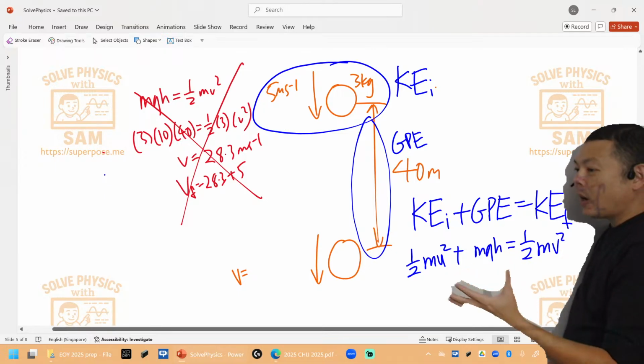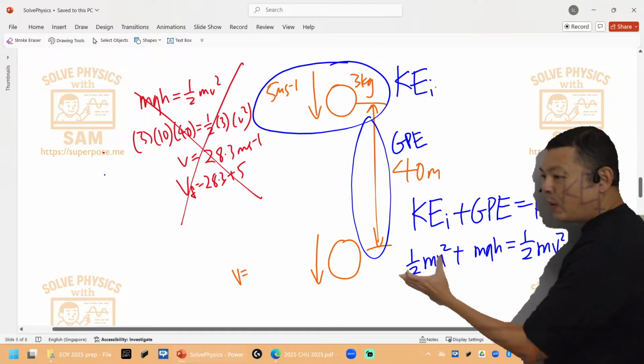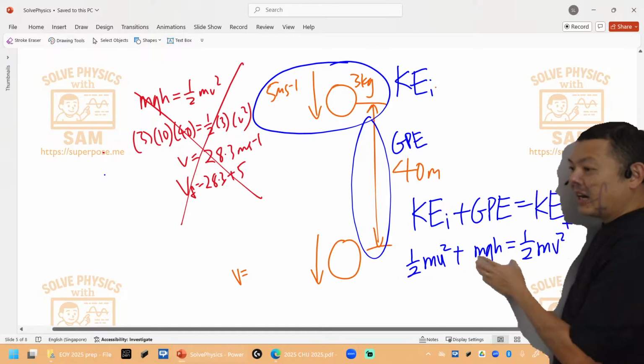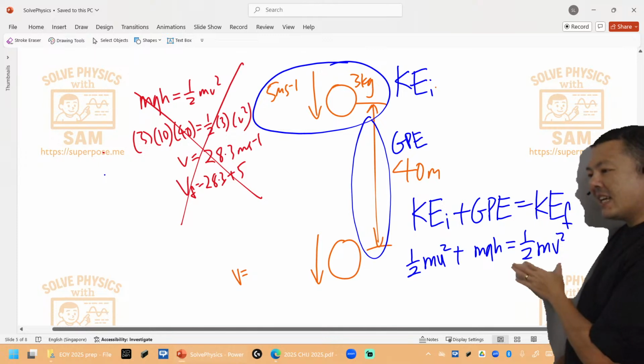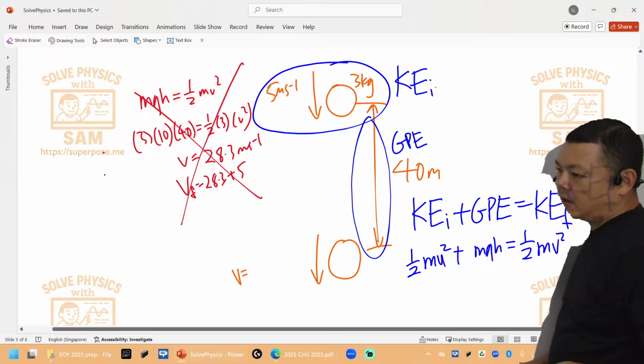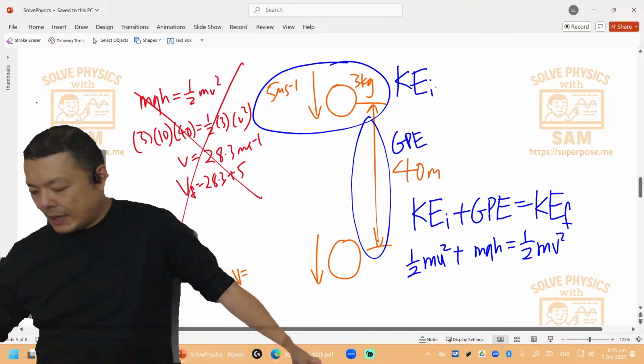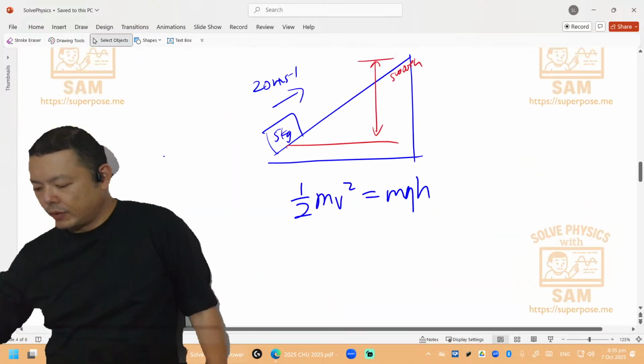Why do I want you all to write this? What does half mu squared stand for? This is initial KE. Why? Because u is initial speed. Half mv squared, what does this stand for? This is final KE. Why is this final KE? Because v is final speed. All right, then you define it like that. I don't know what that one works out to, but I'm pretty sure you know what to do with that.